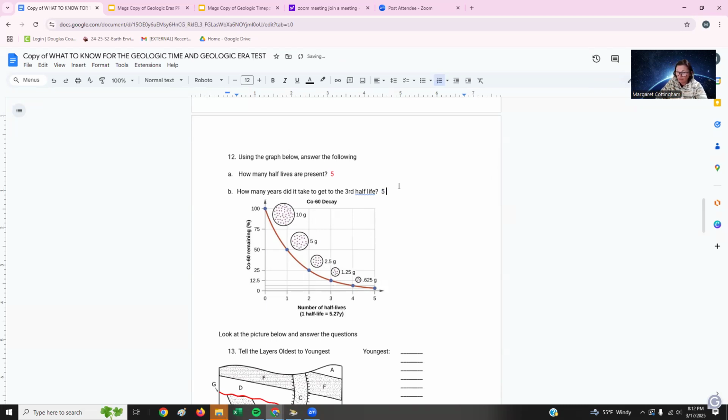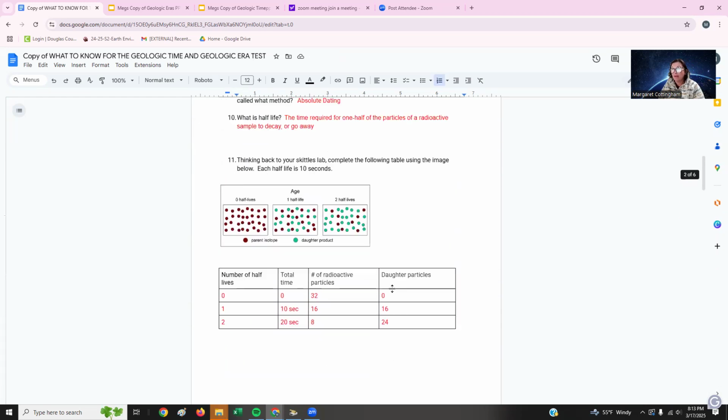So we just take 3 times 5.27 years. Let me get my handy dandy calculator out: 5.27 times 3. Hopefully you got 15.81 years. You just take your number of half-lives times the time of your half-life. Our half-lives up above were in seconds, so to get to the second half-life, it's 2 times your 10 seconds, which is 20 seconds.